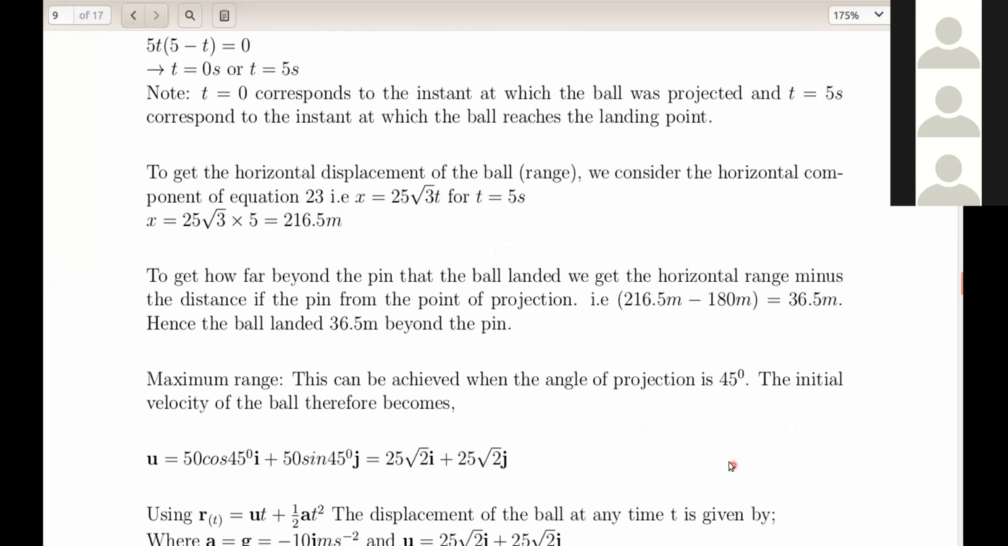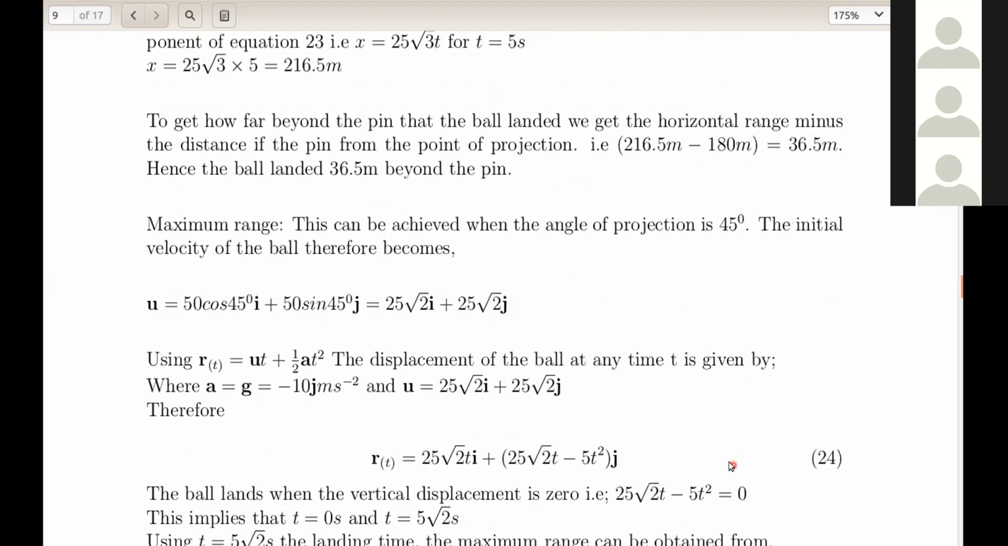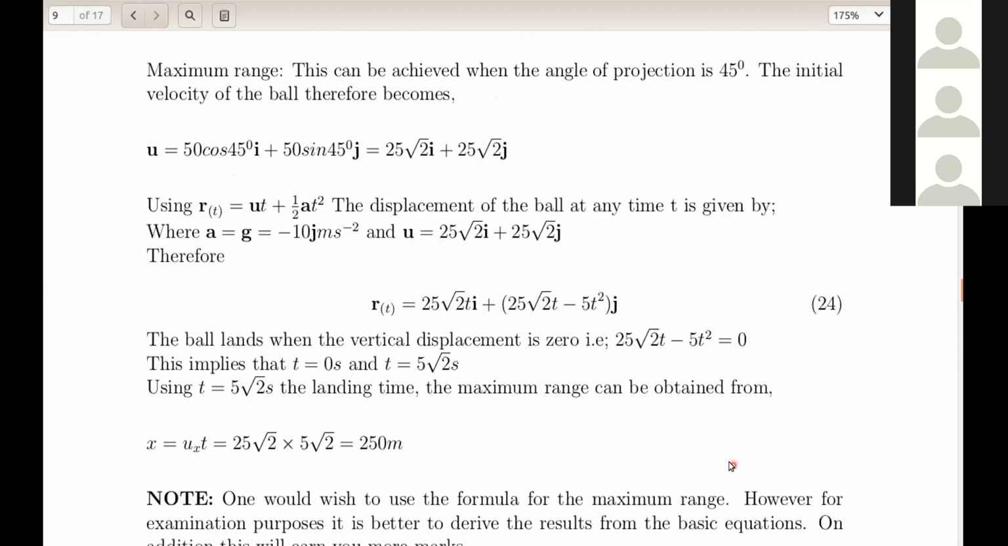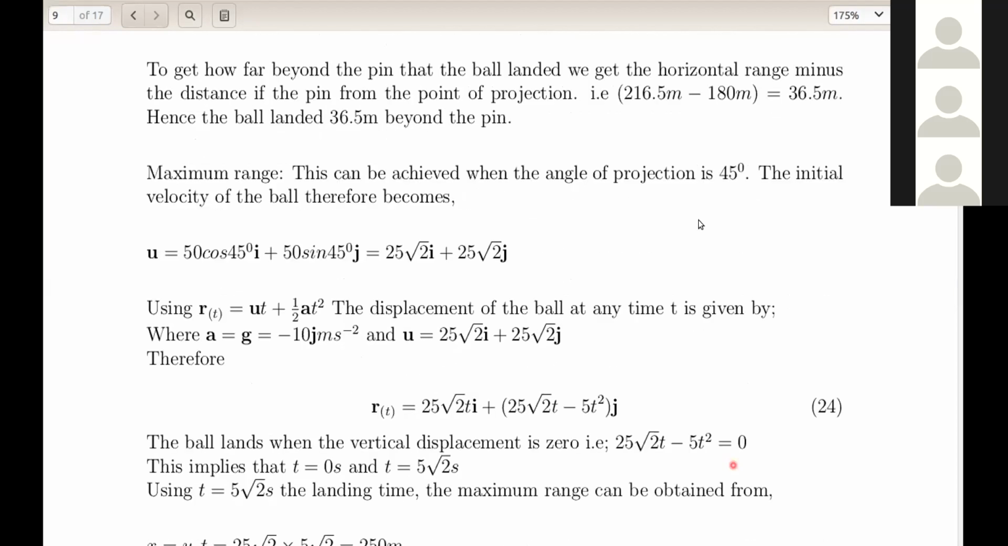Then the maximum range. Maximum range, there is another approach here, which can be achieved when the angle is 45 degrees. That one we saw it. So maximum range can be achieved when the angle of projection is 45 degrees. So I can go back to the original formula, which was 50 cos theta I plus 50 sine theta j, where there is theta, but for the condition for maximum range, I substitute the angle of projection to be 45. So I get that my initial velocity that corresponds to the maximum range as 25 root 2 I and then 25 root 2 J. Then I can continue in finding the position vector at any time T using this velocity that I have obtained.